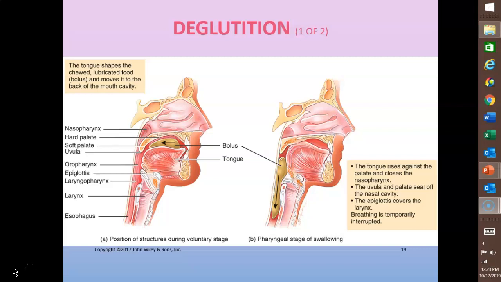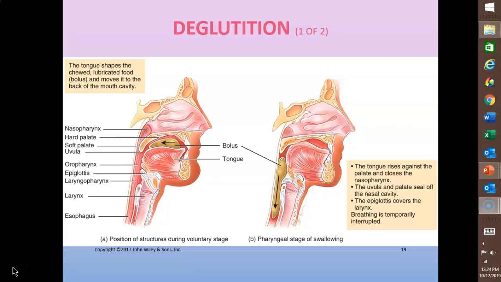So swallowing starts when the bolus is forced to the back of the oral cavity and into the oropharynx as we move the tongue upwards and backwards, and it pushes against the palate. These actions are the voluntary stage of swallowing. The involuntary pharyngeal stage of swallowing begins after that.